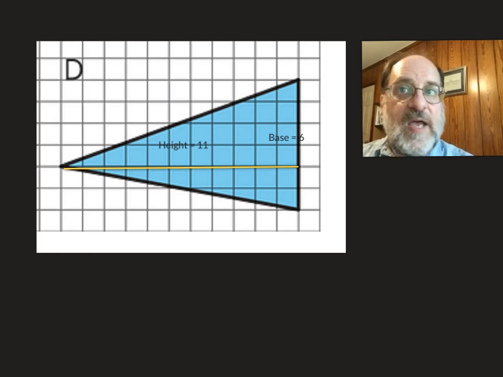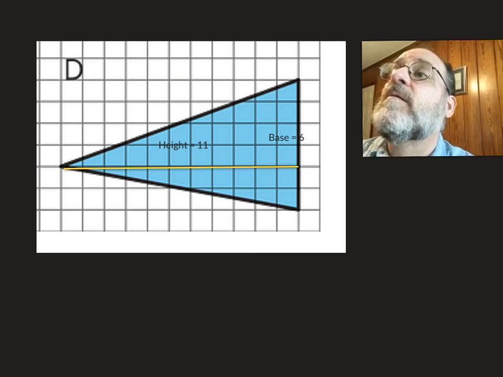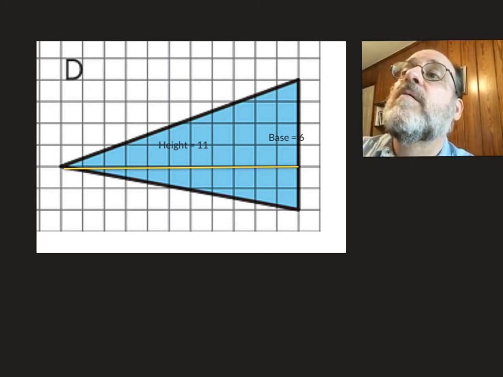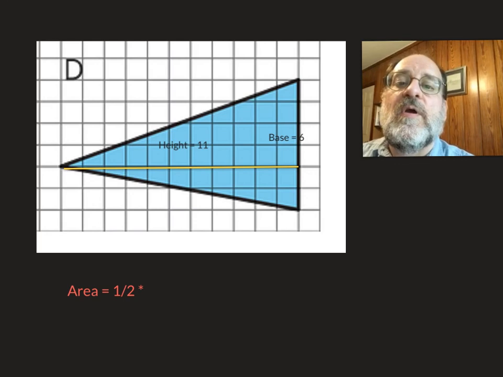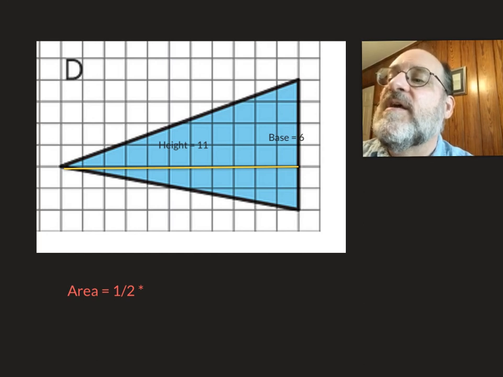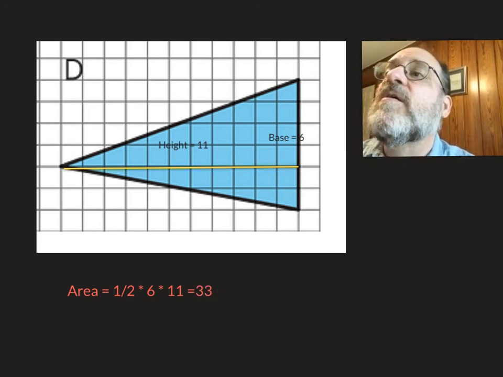Okay, this time the height was inside. Good. Okay, so now it's area time. So my area is, once again, I hope that you are just getting tired of this. I really am, because that means you're starting to know the formula and you know what's happening. So my area has to be 1/2 times the base times the height. My base is 6 and my height is 11. 6 times 11 is 66. Half of that is 33. 33 square units.